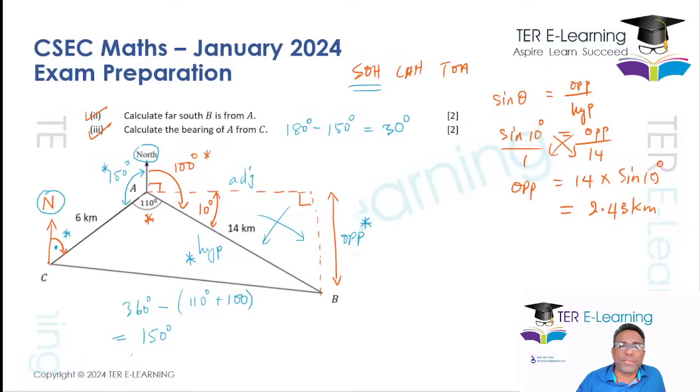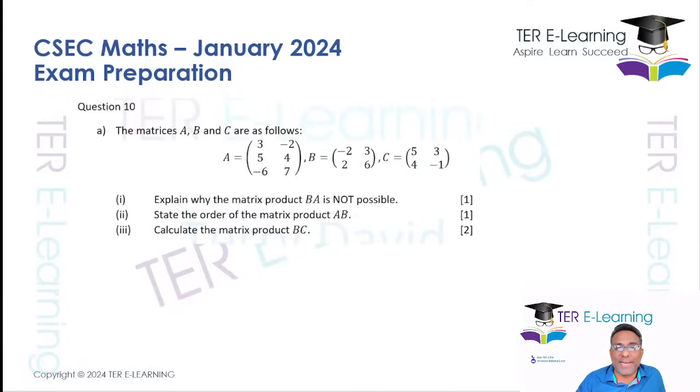Right? So that takes care of question 9. And the last question in this exam paper now is your vectors and matrices question. I have 3 matrices here, A, B, and C. And the first part, we want to explain why the matrix product BA is not possible.